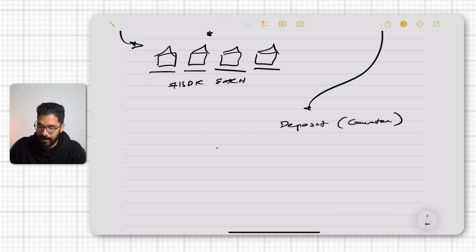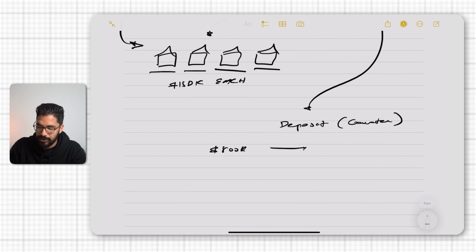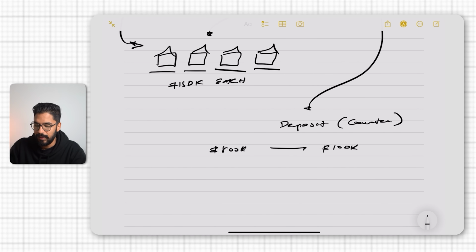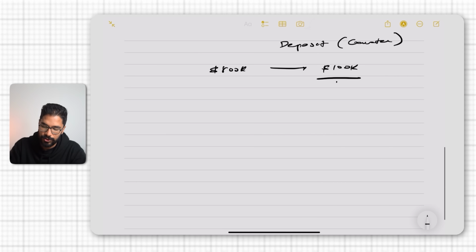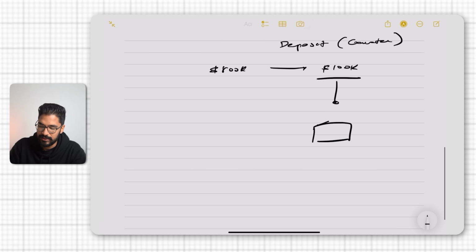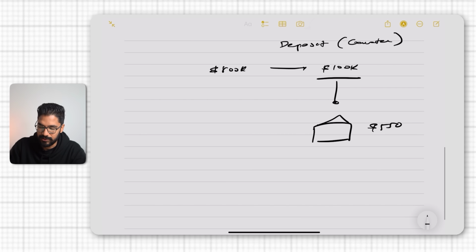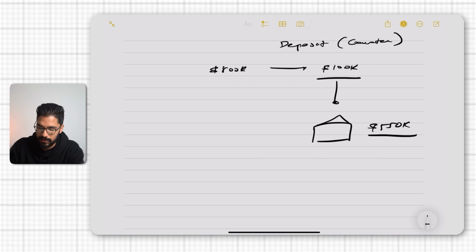So what they say is they have 800K available. They're going to allow you to guarantee about 100K. That 100K is now available for you to use and buy that property that we discussed. So for $550,000, now you have property number 1. So this will be IP1.